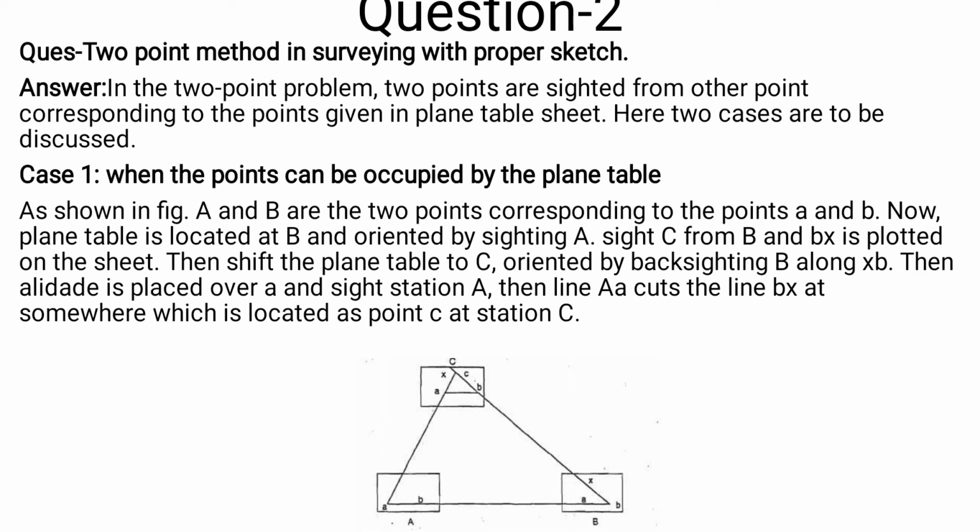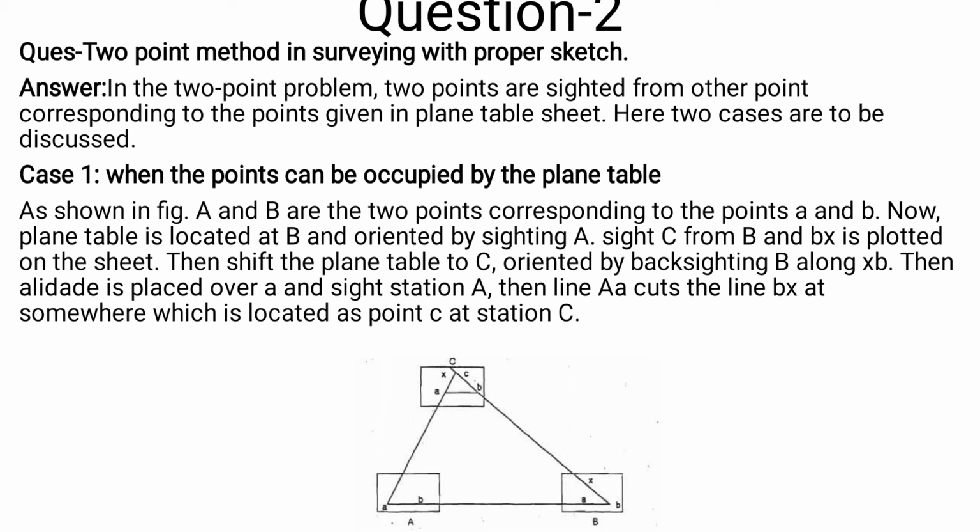Question number 2. Two-point method in surveying with proper sketch. Answer. In the two-point problem, two points are sighted from the other point and corresponding to the points given in the plane table sheet. Here, two cases are to be discussed.